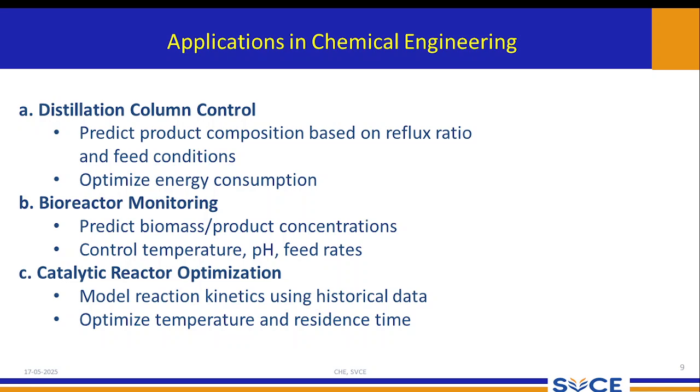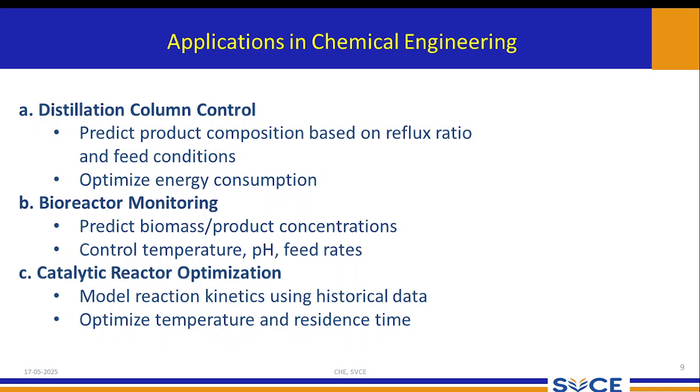Next, optimize the energy consumption, that is, the reboiler duty: the amount of energy needed can be optimized. Then bioreactor monitoring: predict the biomass or product concentration. What is a bioreactor? A bioreactor is where we carry out a biological process, for example using enzymes to convert the reactant into product, or fermentation. These can all be carried out in a bioreactor.